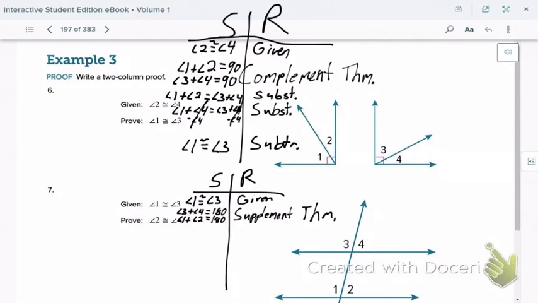Okay, they want angle 2 and angle 4 to be congruent. That's what we're looking for. That's what we're shooting for. Somebody raise their hand. Tell me what the next step's going to be. It's not subtract. Tell me what to write here in the statements. Skylar, what do you think?